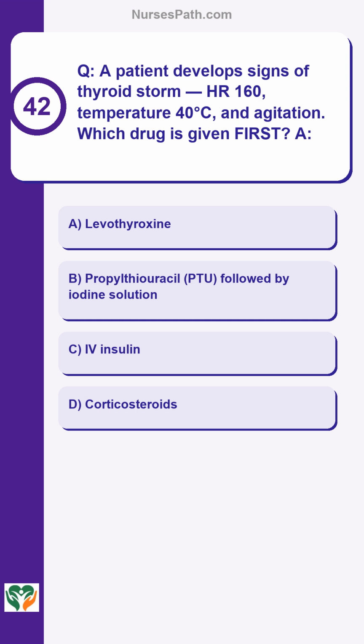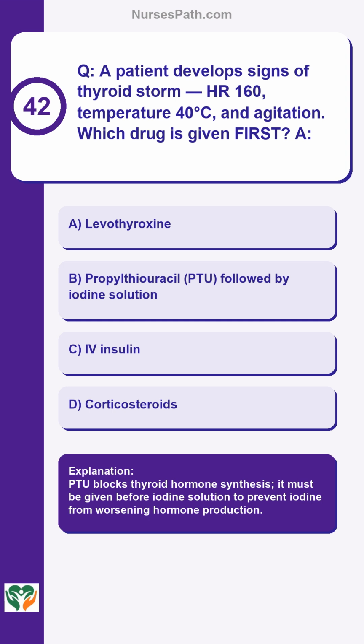Question 42. A patient develops signs of thyroid storm, HR 160, temperature 40 degrees Celsius, and agitation. Which drug is given first? A. Levothyroxine. B. Propylthiouracil, PTU, followed by iodine solution. C. IV insulin. D. Corticosteroids. PTU blocks thyroid hormone synthesis. It must be given before iodine solution to prevent iodine from worsening hormone production.